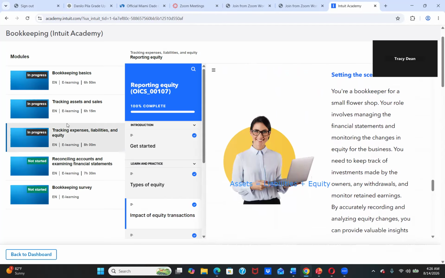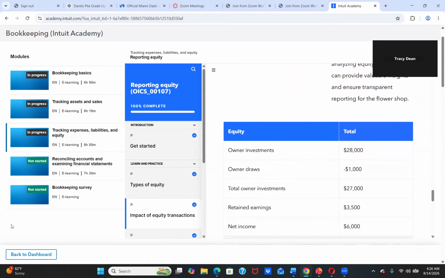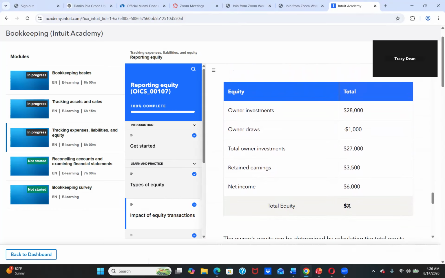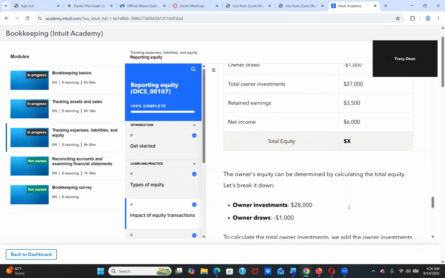So the next thing that they show you is they're setting the scene, and then they're talking about being a bookkeeper for a small flower shop. And then they're giving you the example of the owner's investments of $28,000, the owner's draw of $1,000, and if you minus the two, you see that it comes up to $27,000. Then they give you what they call the retained earnings. They give you the net income. And what do they want you to do? They want you to calculate the total equity.